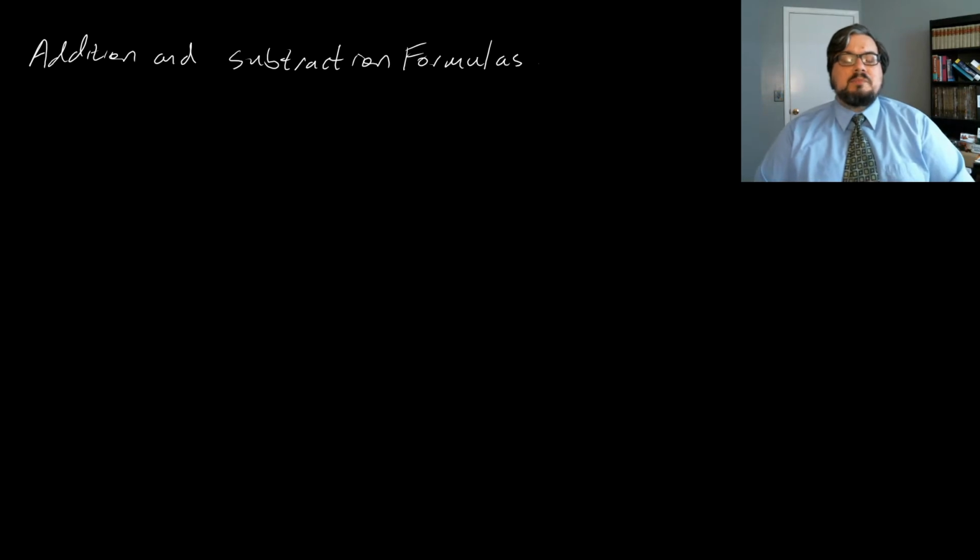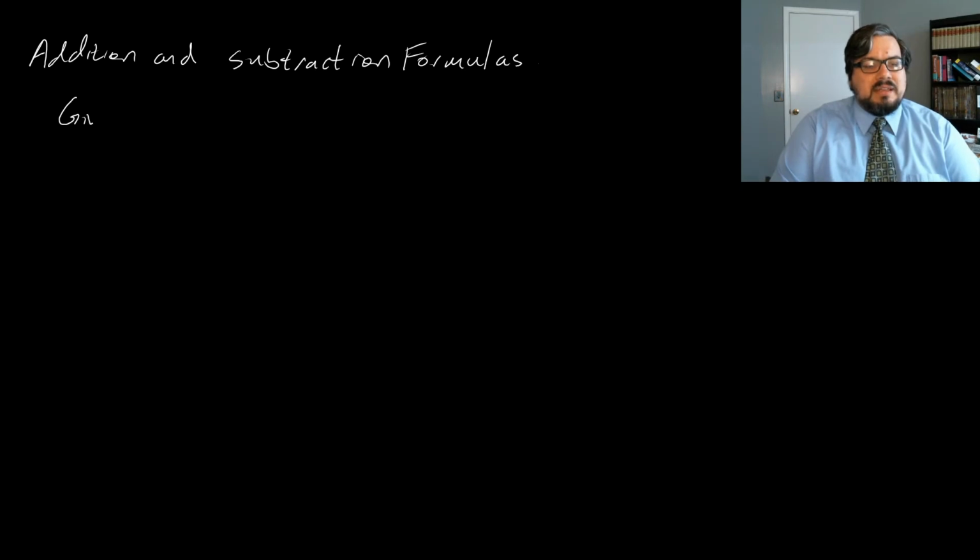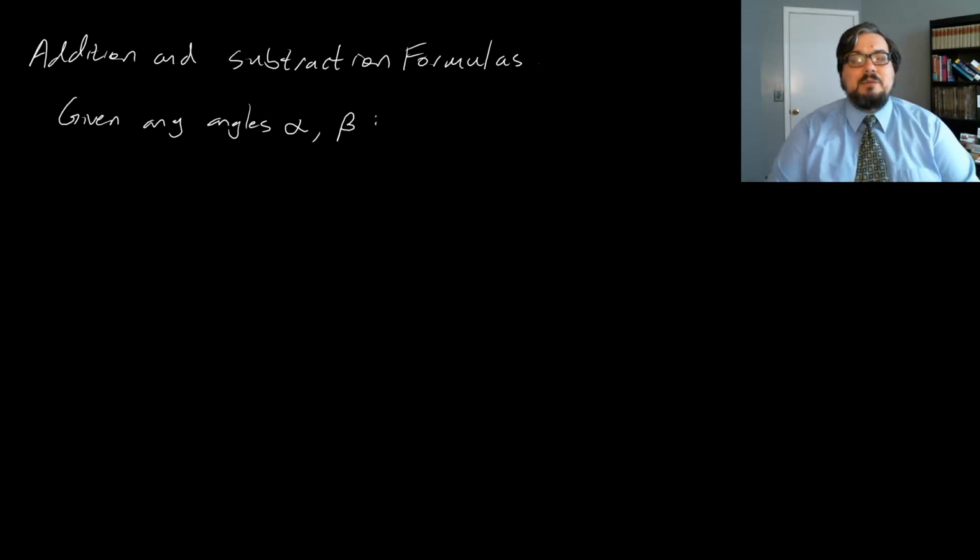I'm going to start by giving you the addition and subtraction formulas, and then we'll look at how we can actually apply them, and then look at how we can prove that they are what we say they are. So given any angles alpha and beta, we have the following 6 statements.